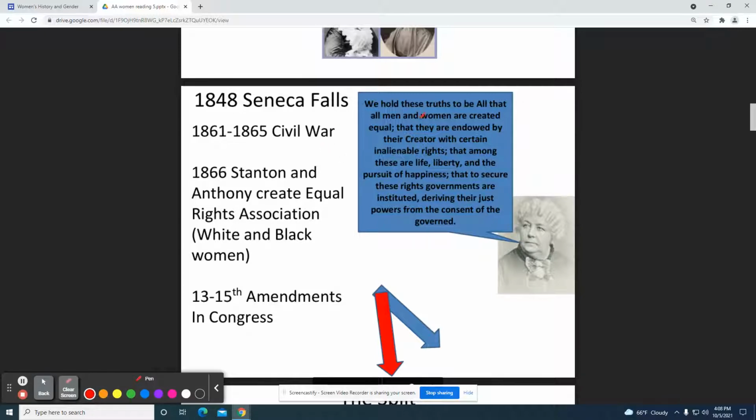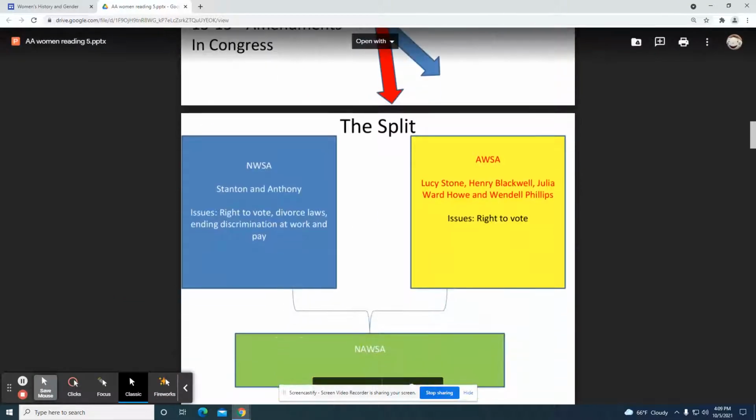Seneca Falls is also associated with the Womanifesto, which is a document that will be used in a later class, possibly even on an assessment, where she takes the Declaration of Independence and adds all men and women are created equal, and then goes on arguing her particular point. Also, take note that in the 1800s we have the end of the Civil War, which is going to change the status of slavery in the United States when we have the 13th through 15th Amendments. That will be more of a Civil War class.